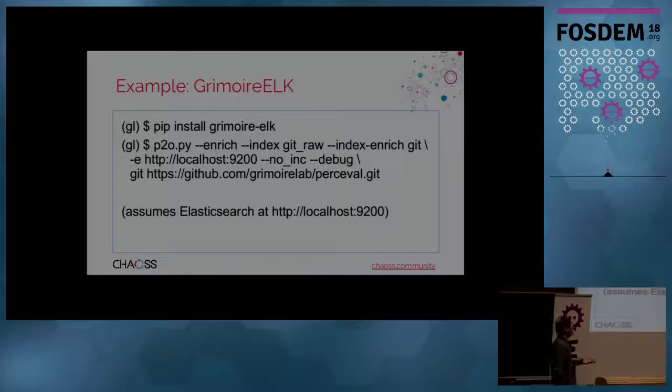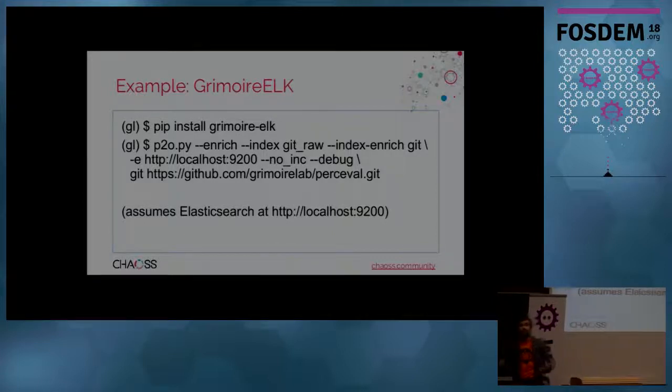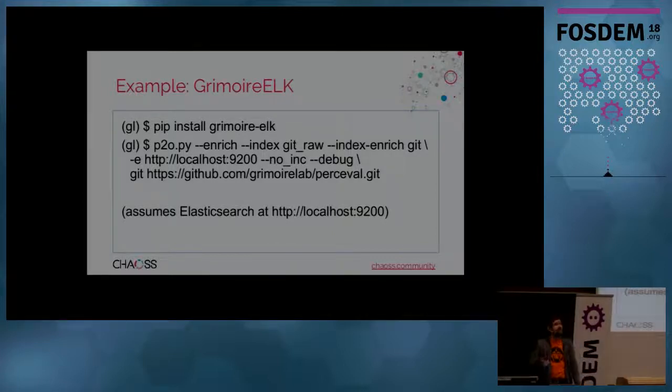For that, you can use another script, which is P2O, which is basically doing the conversion of the raw index to the enriched index. And at the same time, it's already calling Perceval, so that you have the complete process from data source to enriched index. In this case, this command, for instance, assumes that you already have Elasticsearch deployed.